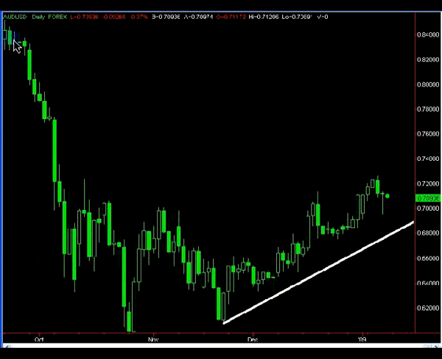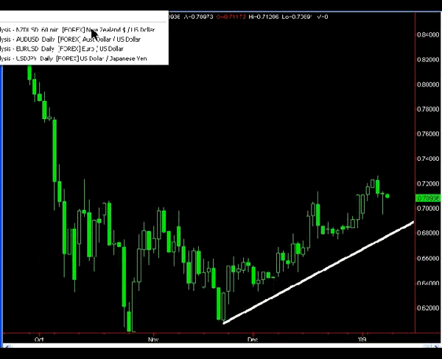The next chart is the Aussie dollar. Not much has changed here. I'm still just waiting for prices to come down to this longer term support line on the daily chart.